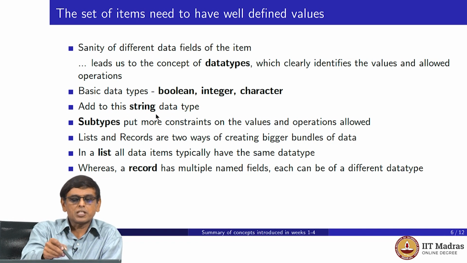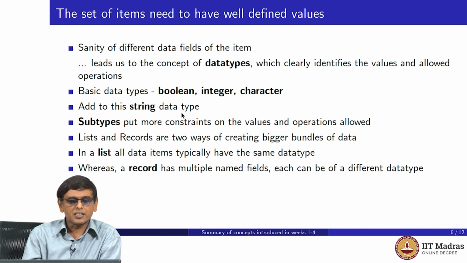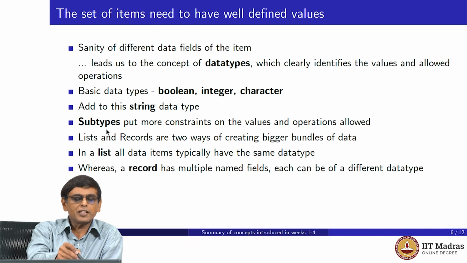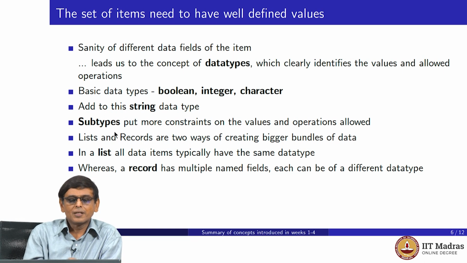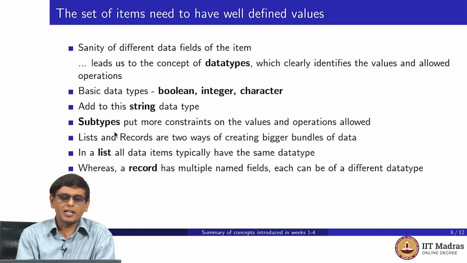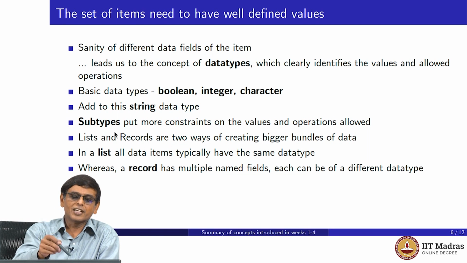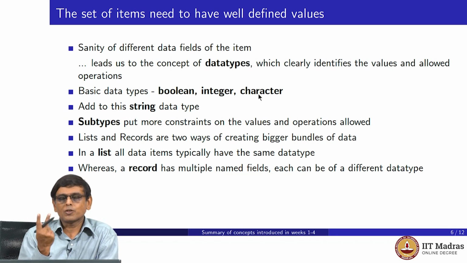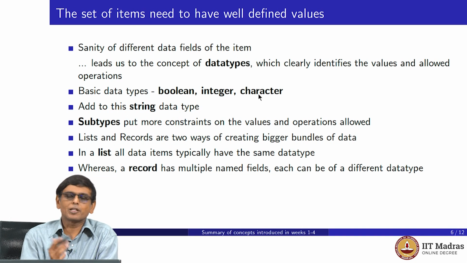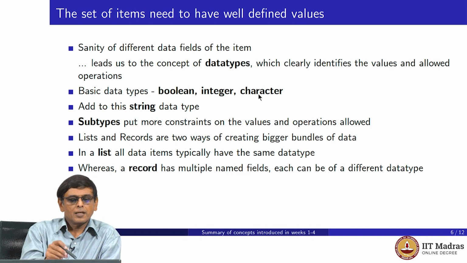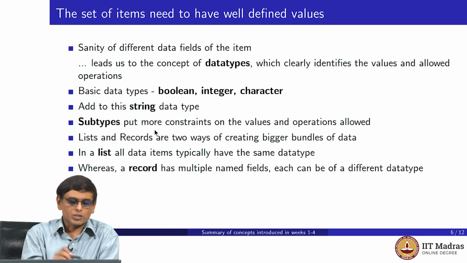And we added to this the string data type, which is a sequence of characters, and we defined the notion of a subtype, which basically puts additional constraints on the values that can be taken and the operations that can be allowed. For example, we said gender, which is M or F, is a character data type, but only two values are allowed, M or F, and the operations also are limited to only equal to, for example. So with subtypes you can basically put more constraints and ensure more sanity.